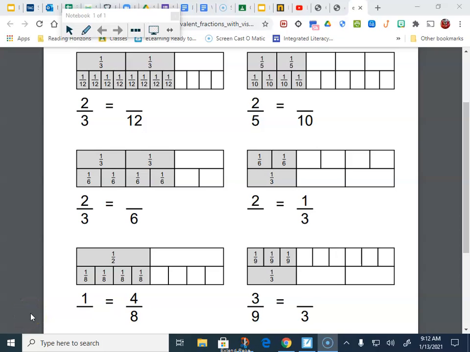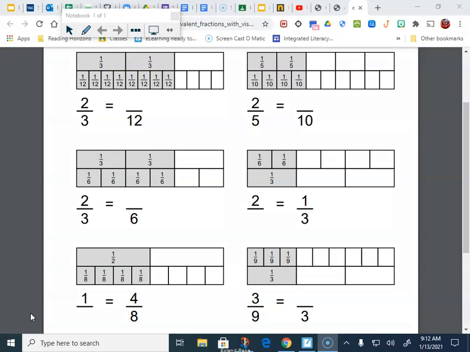We're going to continue talking about equivalent fractions. We watched a couple videos on this yesterday. Now we're going to look at our worksheet and see what you're doing on your worksheet. Also, some more examples of how we multiply to get to the equivalent fractions.